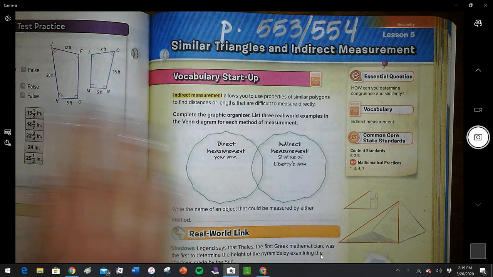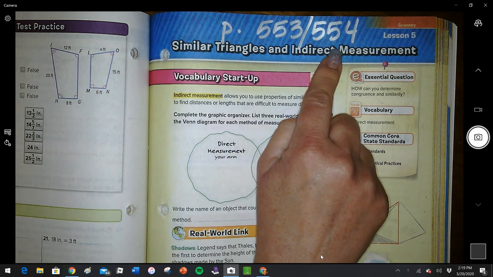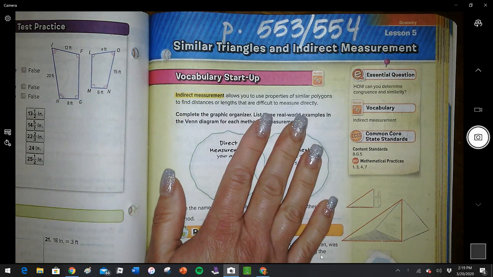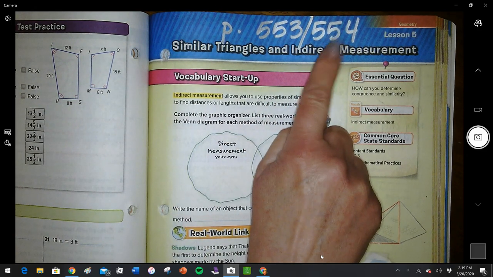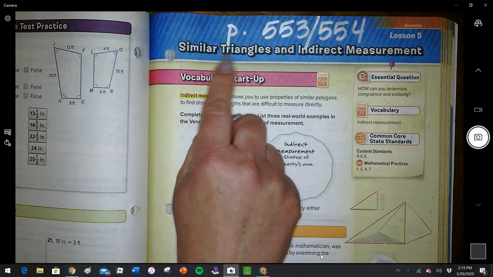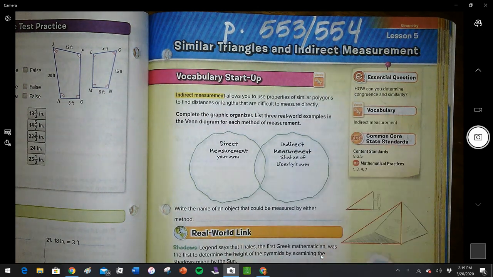So this in your workbook is on pages 553 and 554. The page that I'm on is page 553. We're just going to talk about it really super briefly. Not even going to write anything down, but we are going to go through starting on page 554. Okay, so we're going to be doing similar triangles again. So basically setting up those ratios, those proportions, and then finding some really cool things.